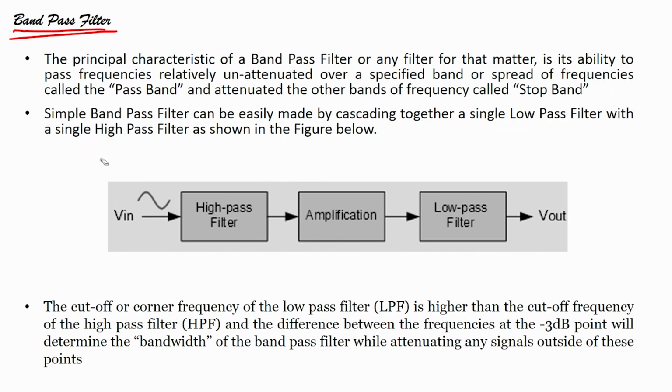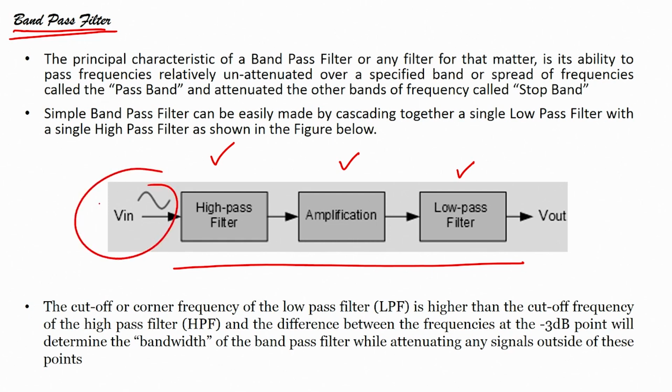So, this is the block diagram for the band pass filter. The first block is the high pass filter, then we amplify, then the low pass filter. So, the cascading of high pass and low pass will result in a band pass filter. For an input of a certain peak to peak and frequency, we will see what the output is and which frequencies it can pass.